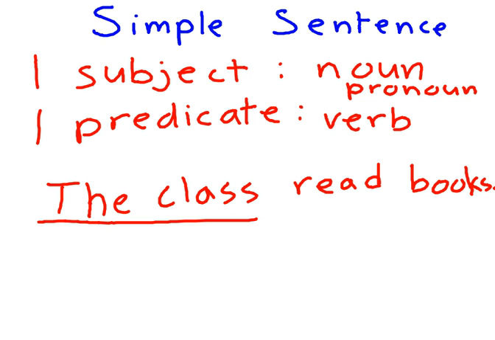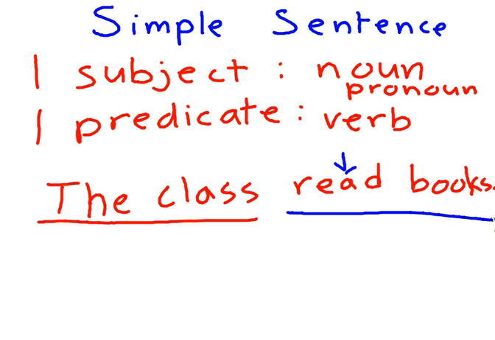Now, what is the predicate? Tell me the predicate and the verb in that predicate. Read books is the predicate and read is the verb. Yes. Read is the verb. Read books is the predicate. The predicate tells us what the subject does. Okay? So, this is a simple sentence.